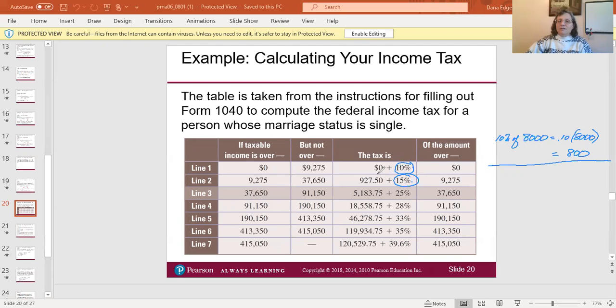In this formula, this number is how much tax was due on that amount below. So if you made $9,275, you would owe $927.50. That's the amount due on the $9,275, and then you pay 15% of the amount over $9,275.